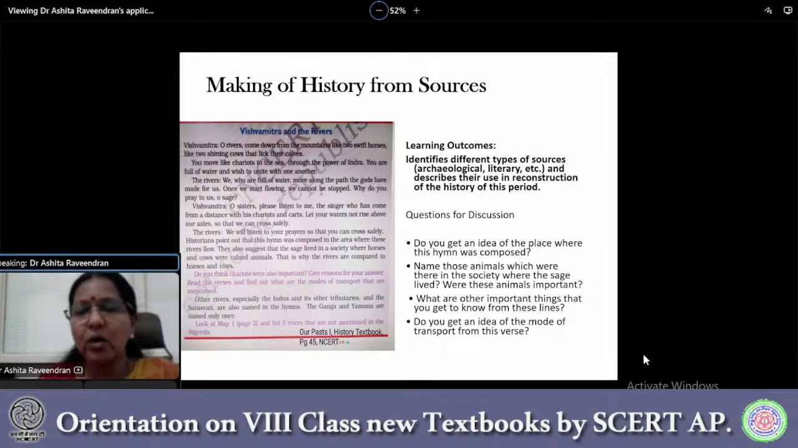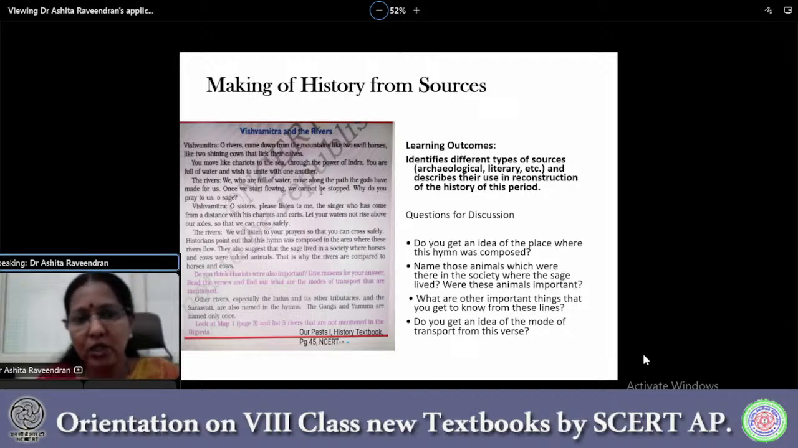This is also related to the making of history, like how history can be formed from the sources. As I have said, our first chapter itself deals with this. From class 6 onwards, you will see that sources have been given much importance. For example, this is a clipping from the Rig Veda, where Vishwamitra and the rivers are speaking. It is a conversation between Vishwamitra and the river. Here our learning outcome is to identify the different types of sources and describe how you can use these sources to reconstruct history.